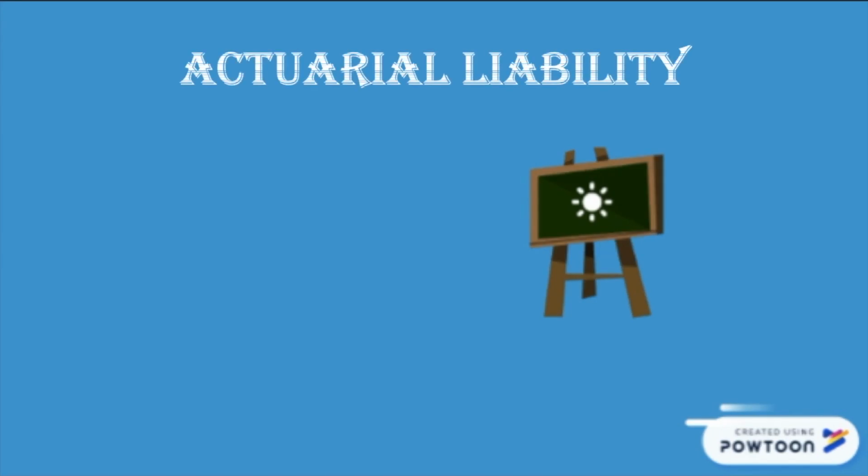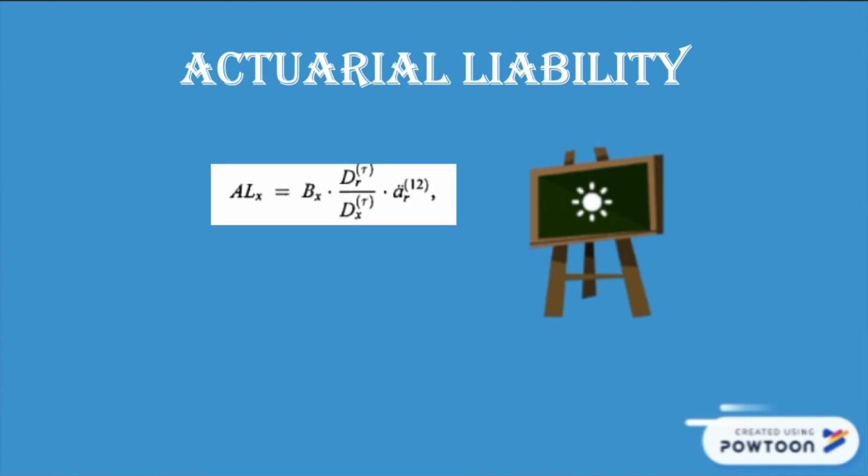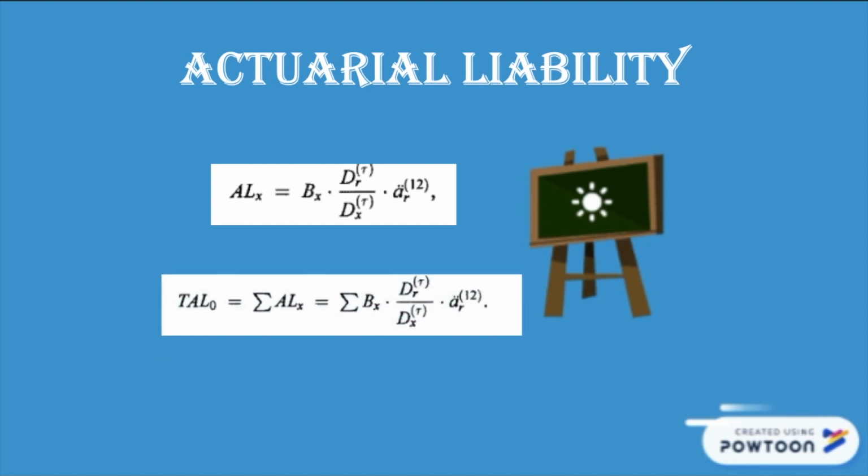Actuarial liability at age x is the value of the pension benefits earned from entry age to current age. To calculate this, we use the formula AL_x equals B_x times D_r^τ over D_x^τ times the annuity value ä_r^(12), where D_r^τ over D_x^τ is computed from the service table. Total actuarial liability is equal to the summation of AL_x.